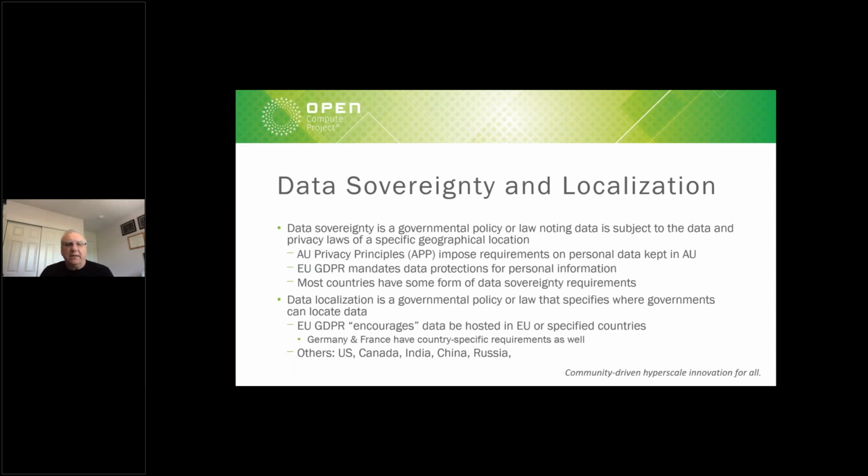Data localization, again, this is dictations on where you can put the data. Again, GDPR, 300-pound gorilla here in many ways, currently encourages data to be hosted in the EU or specific countries. With that said, we're seeing that Germany and France have actually gone a step further and are now setting some country-specific requirements on top of that. And there are others, for example, US, Canada, India, China, and Russia all have some form of data localization kinds of requirements that exist in the regulations and the laws.